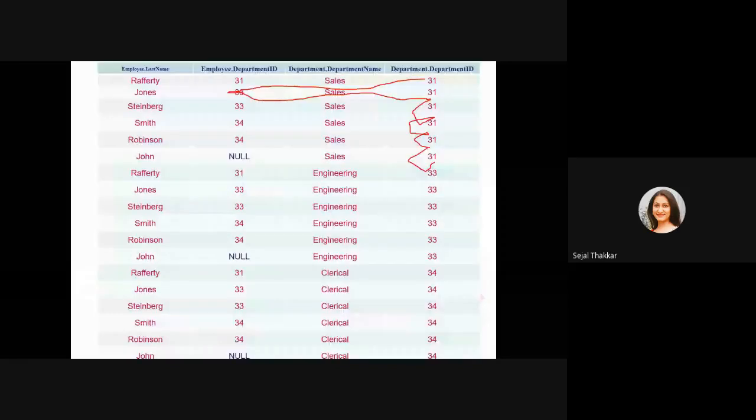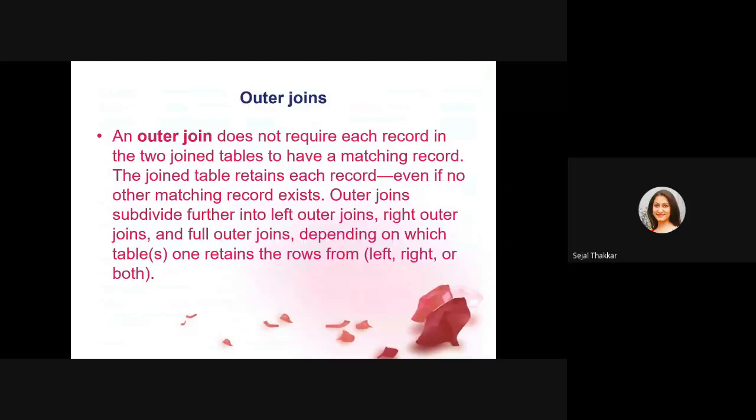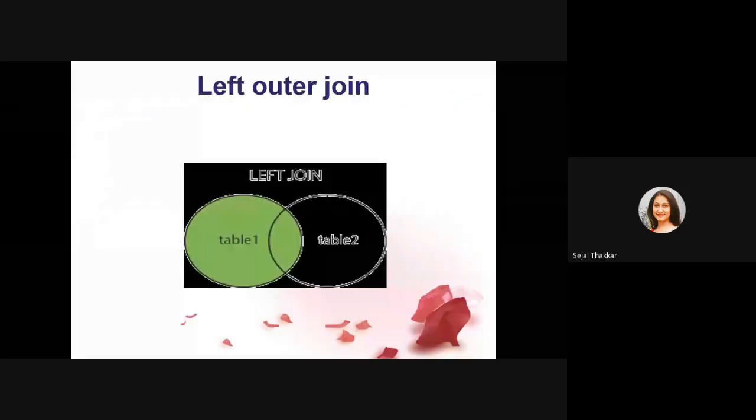So 33 is going to multiply with all, 34 is multiplied with all, 35 is multiplied with all, right? Now next is outer join. How will outer join work? Outer join has 3 types: left outer, right outer and full outer.